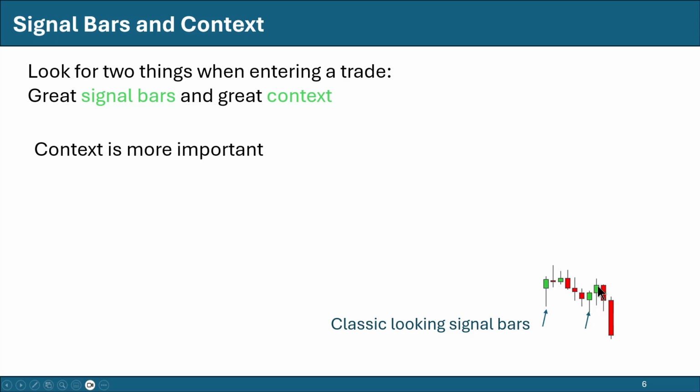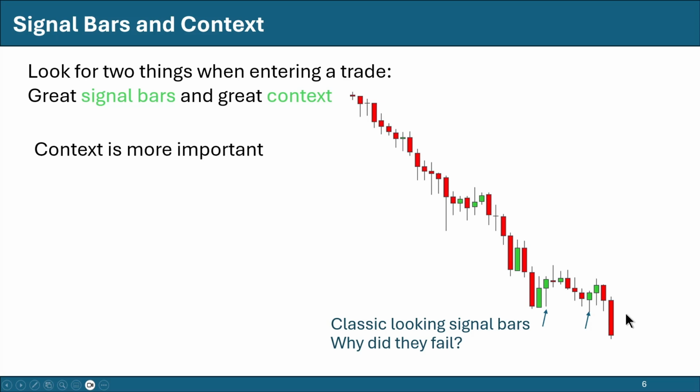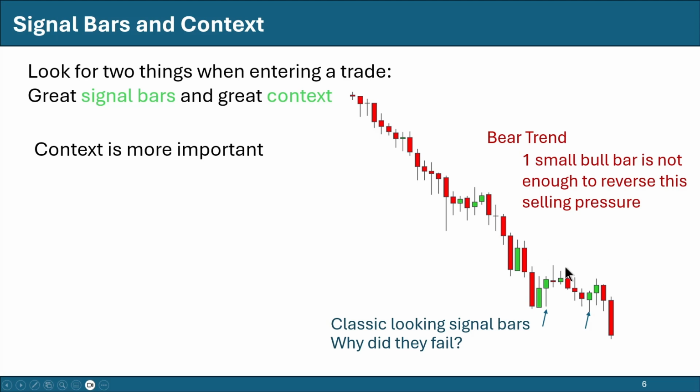Why does it fail? Why does the market dip down below where your stops would be? Why do you get stopped out if these are such great signal bars? Well, context is more important. The context we have here is that this is a bear trend. One small bull bar, it's not going to be enough to reverse all of this selling pressure. Even a double bottom like we have here, more likely to fail. Even if the market moves up a little bit, more likely it'll come back and try to test down here. So not great chances on trying to buy here.